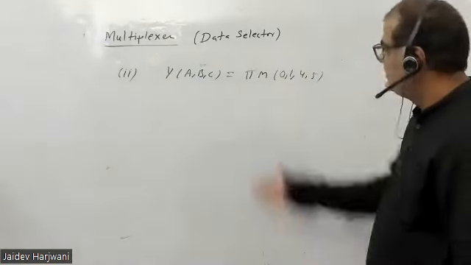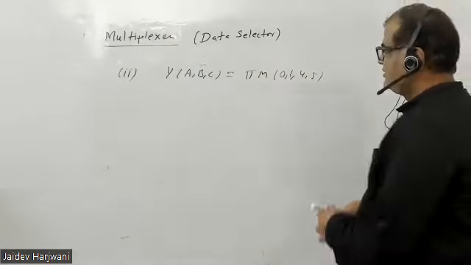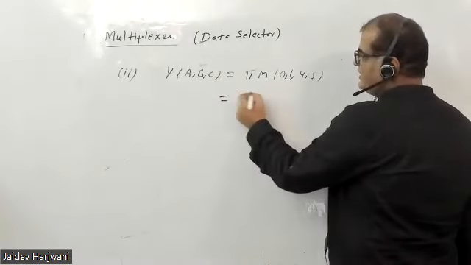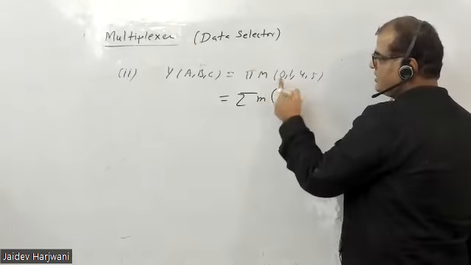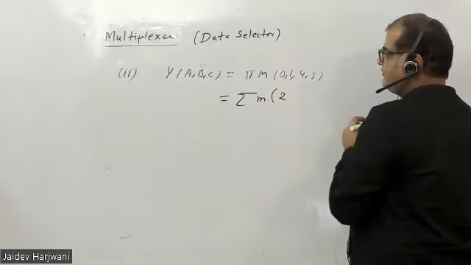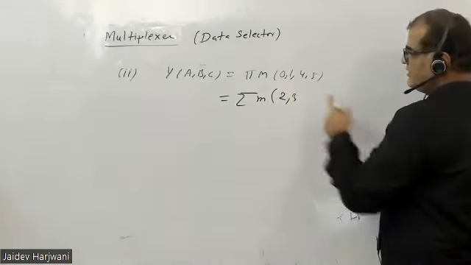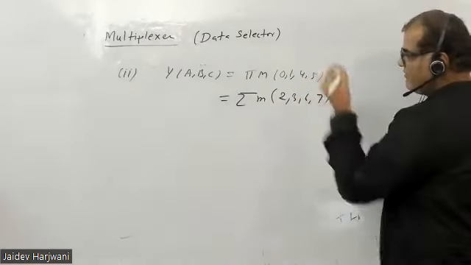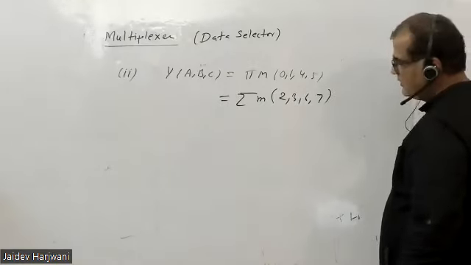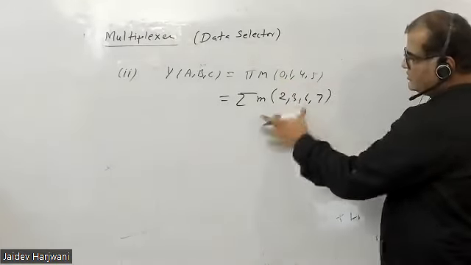You have this maxterm present. Simply, the minterms you can easily write: whichever term is present will be missing there. So 0 is there, 1 is there, 2 is missing, so 2 will be here. 3 is missing, so 3 will be here. 4 is there, 5 is there, 6 is missing, 7 is missing, because 3 variables can have only 8 states from 0 to 7. So 0 is present here, and these are missing here. So these are the minterms.